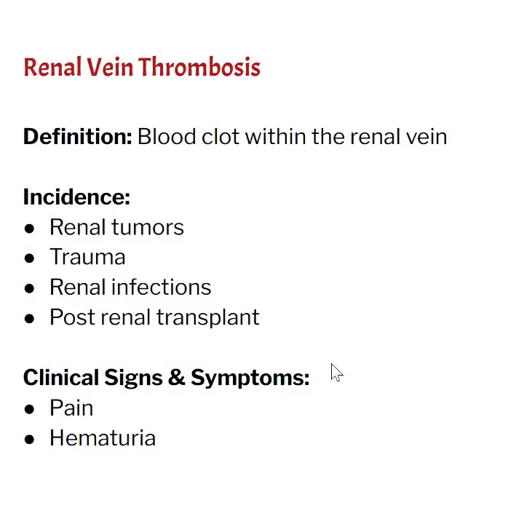Let's change gears then to the renal vein. The renal vein, just like any other veins in the body, is susceptible to thrombosis. When this occurs, that is a blood clot found within the renal vein. Renal vein thrombosis is typically seen with renal tumors, trauma to the kidney, infections of the kidney, and after a renal transplant. Patients who have renal vein thrombosis are typically going to have pain on that side and some blood within their urine.